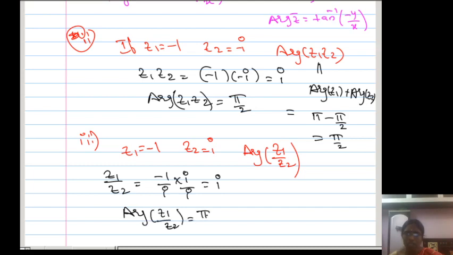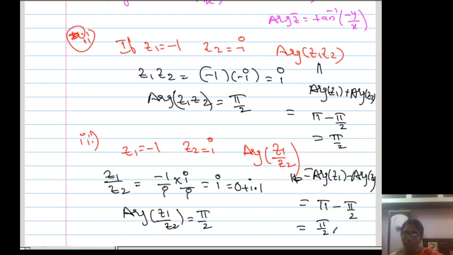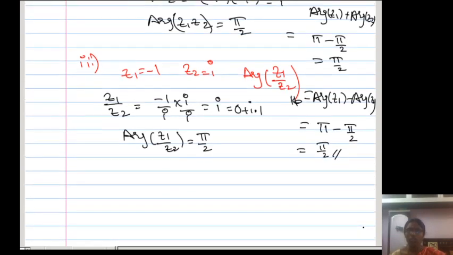So what is the argument of i again? Pi by 2, because tan inverse of y by x. Here y is 1, and you can write this as 0 plus i, as already discussed. Tan inverse of 1 by 0, undefined, tan inverse of infinity is 90. Otherwise it is equivalent to argument of z1 minus argument of z2. The argument of z1 is pi, the argument of z2, i, is pi by 2. Pi minus pi by 2 is again pi by 2, your answer. So in this way, two ways you can do the same problem.